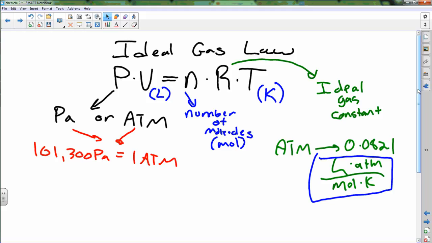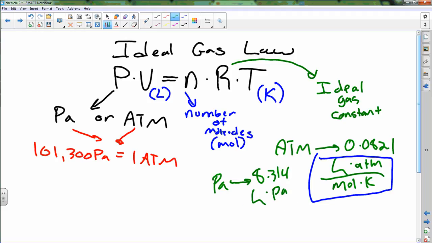But we do have another gas constant that we can use, but the number is going to have to be different if we're going to use it in terms of pascals. So if we use pascals instead, then in this case, the number that we need to use is 8.314. And for that one, the units are going to be very similar, but it's going to be liters times pascals over moles times Kelvin.